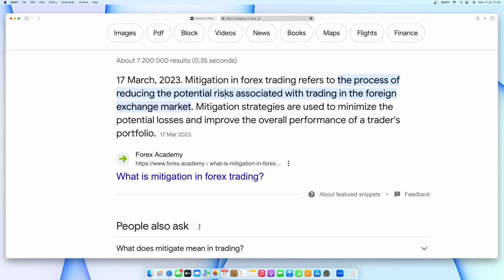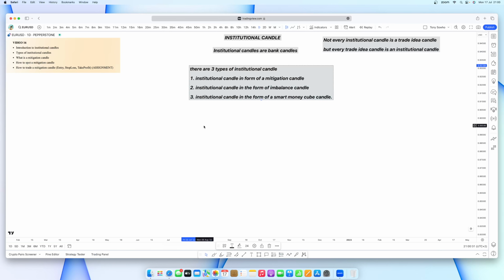Mitigation strategies are used to minimize the potential losses and improve the overall performance of a trader's portfolio. That is it. That's what a mitigation is. Now, that is according to the definition we saw on Google. But if I am to give you what I understand by mitigation, I'm going to give you a very simple definition, not something so complex, something very easy for you to remember, right? What is a mitigation candle? Or what is mitigation?